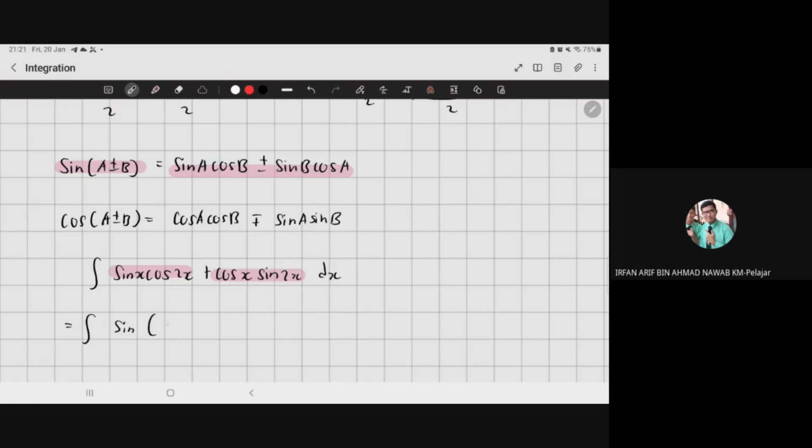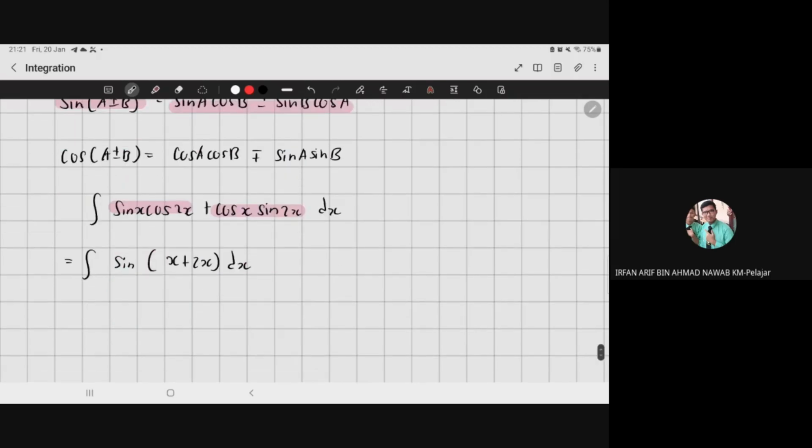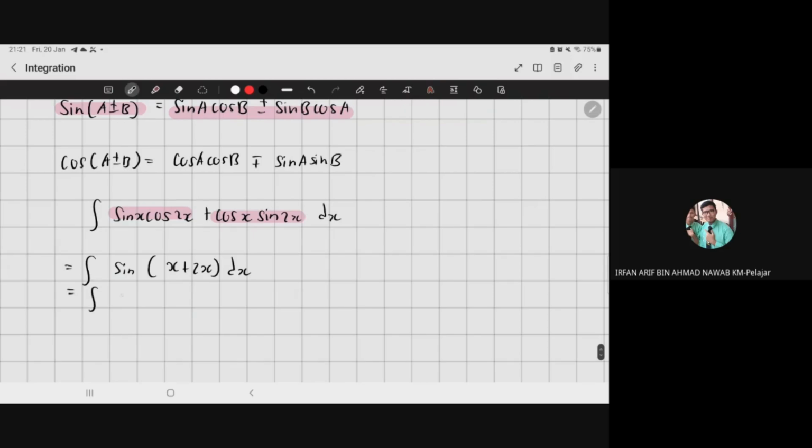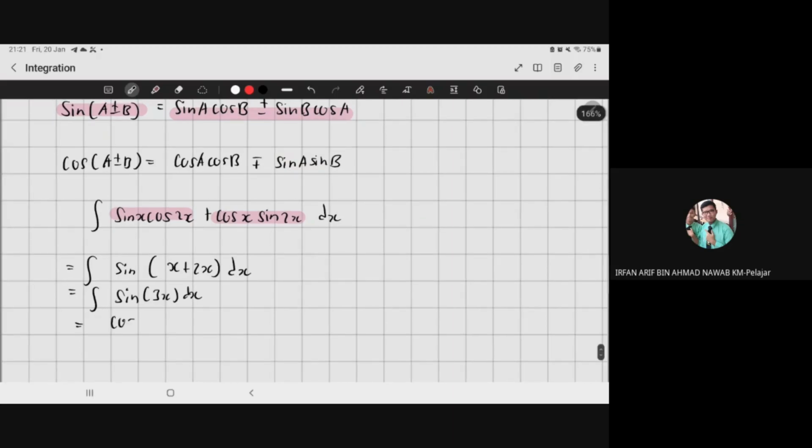So you get the integral of sine of x plus 2x dx. Then just simplify this, you will get sine 3x dx. And then just integrate it. You should get negative cosine of 3x over 3 plus c. That is your final answer. Okay, so let us move on.